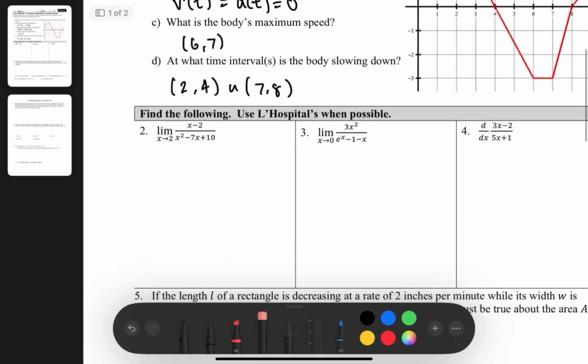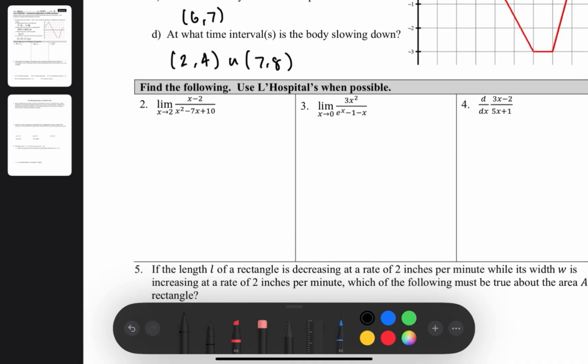Okay, so on to the next part. Use L'Hopital's when possible. So first we're just gonna plug in 2 for this limit. So 2 minus 2 on top, and 2 squared minus 7 times 2 plus 10 on the bottom. The top goes to 0. The bottom also goes to 0, so this limit approaches 0 over 0. So it's indeterminate.